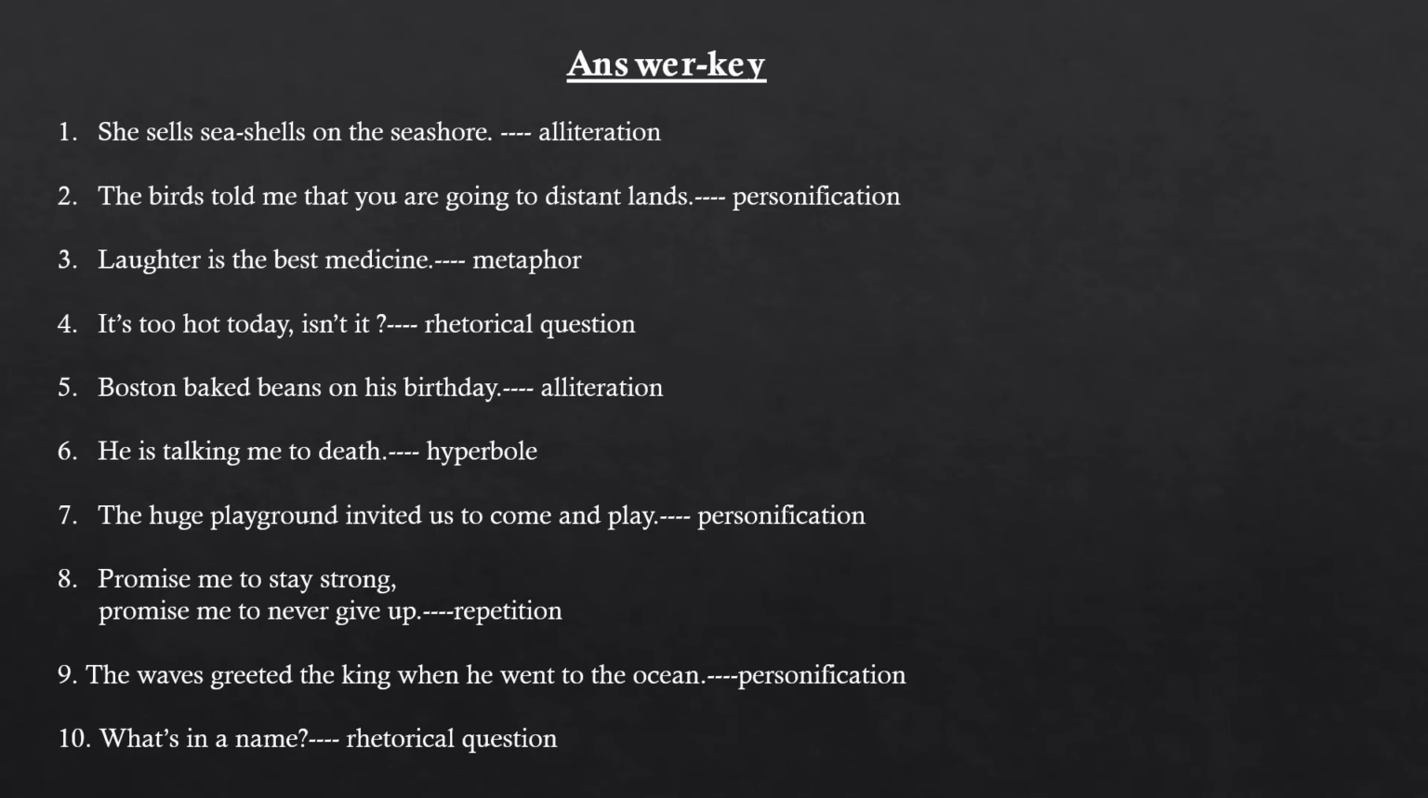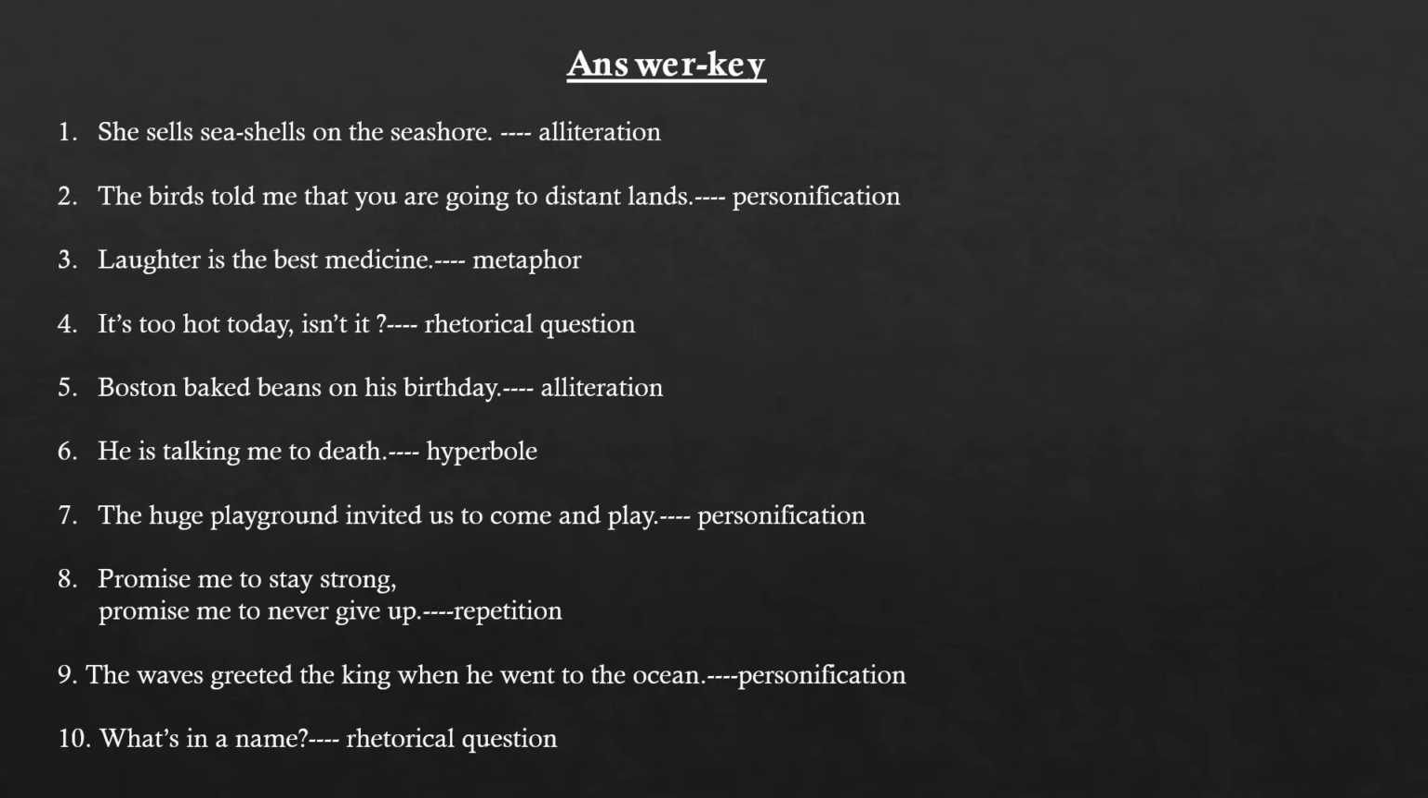The ninth sentence, the waves greeted the king when he went to the ocean. This is an example of personification. Why? Because waves, again an inanimate object, have been given the human quality of greeting the king.